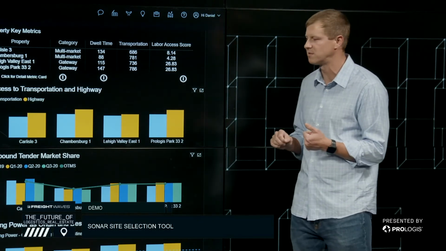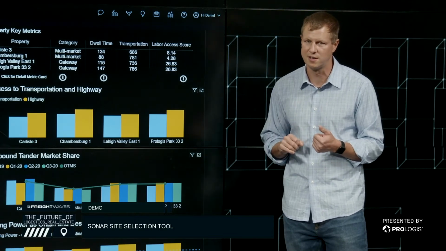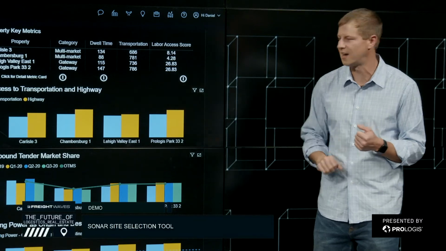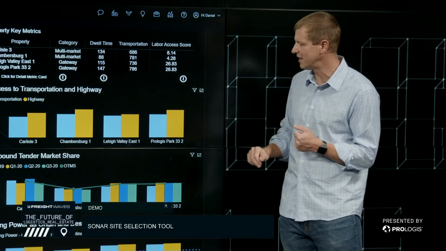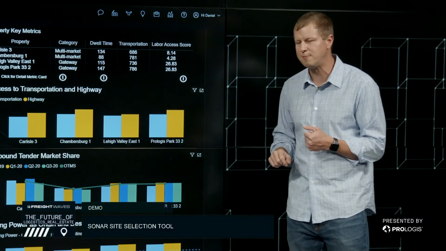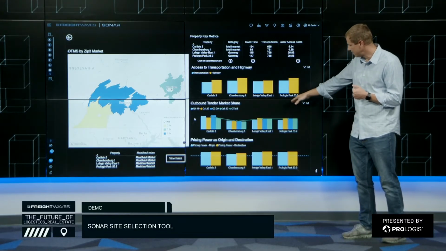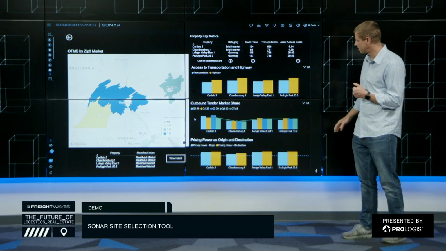So the higher the OTMS value, the better that is for your facility, because you already know that you're going to have a lot of carriers used to operating in that environment. Carlisle 3 again leads the way with OTMS value being the highest in that market. Again, the rest of them are about on par.